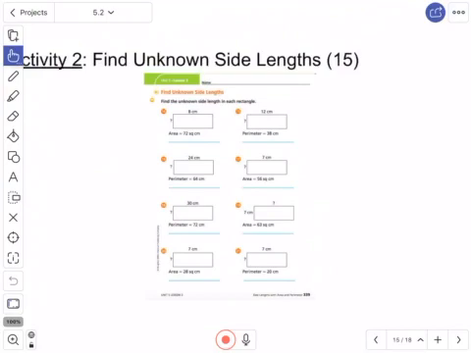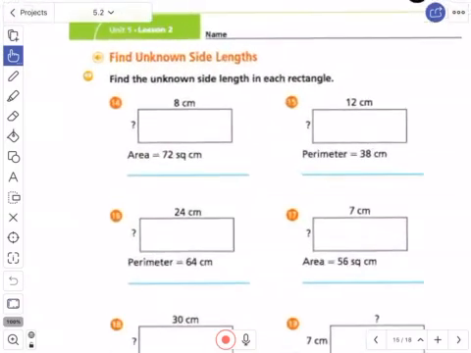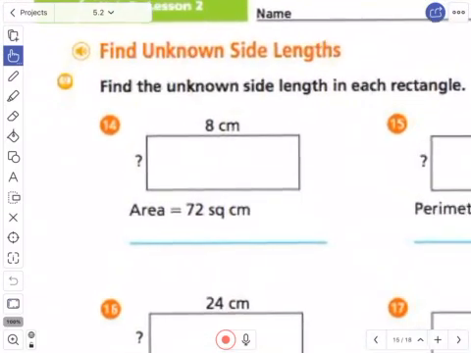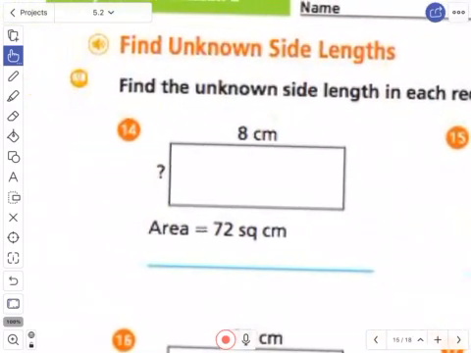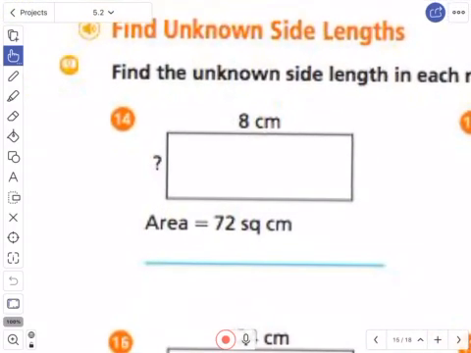Okay, now we're looking at page 339. For this one, you are going to have to find the unknown side length in each rectangle. So this one's a little bit different.